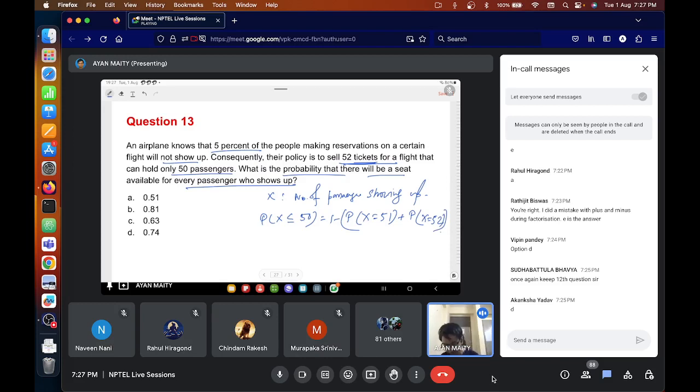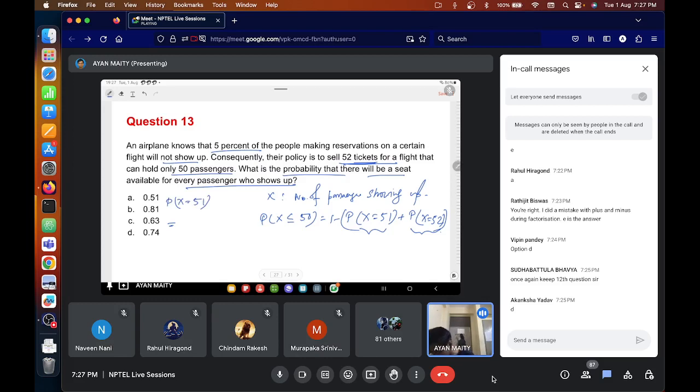Simply this is the complement of this probability. So 1 minus this probability is this. So the probability that x is less than or equal to 50 is 1 minus the probability of 51 passengers showing up and 52 passengers showing up. So basically you have to find this probability and that probability: the probability of x equals 51 and the probability of x equals 52. So we have to find the probability of x equals 51.